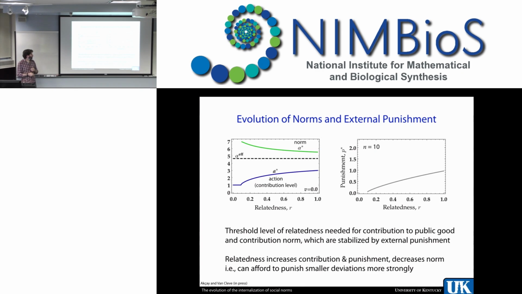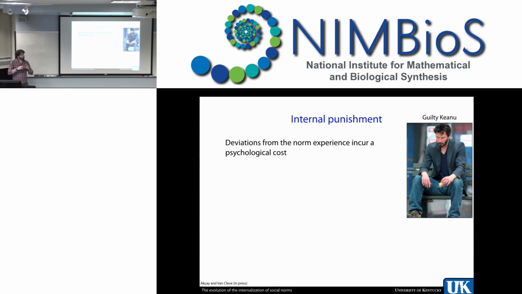In effect, as relatedness increases, individuals are punished more harshly. The norm gets smaller, and the deviations from the norm get smaller as well, so they're punished more harshly for even smaller deviations. The intuition for that is that because relatedness is higher, cooperation is effectively cheaper. The incentive to cooperate is much higher. Okay, so that's how we get external punishment going in it.